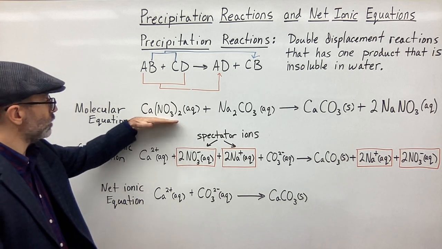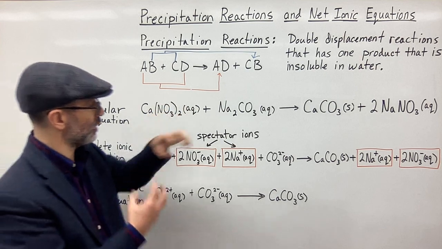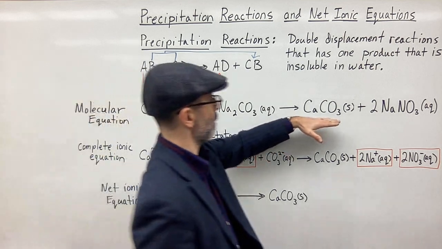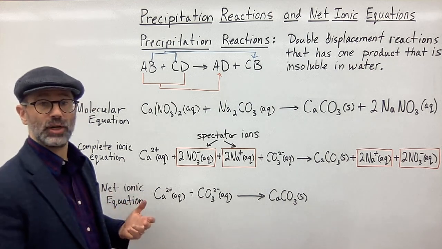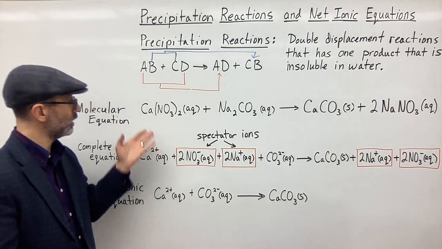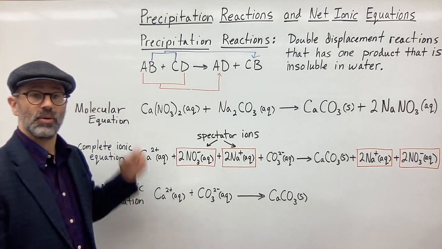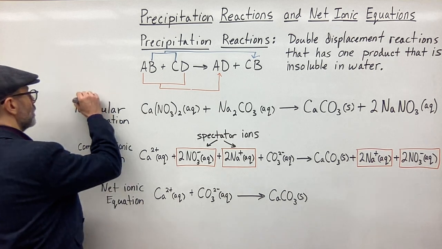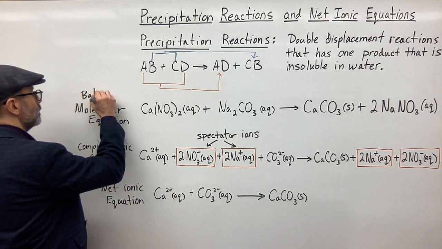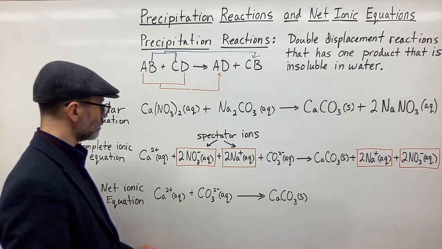So when your substances are written together such that the ions are together in the formulas, we call this a molecular equation, or a balanced molecular equation because it's balanced, right? So all chemical equations should be balanced. So here we have a balanced molecular equation. Here I'll put balanced in here. So a balanced molecular equation.